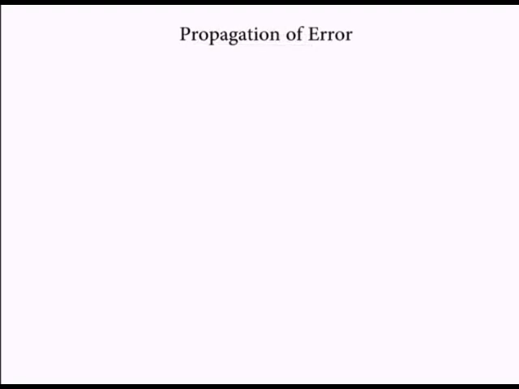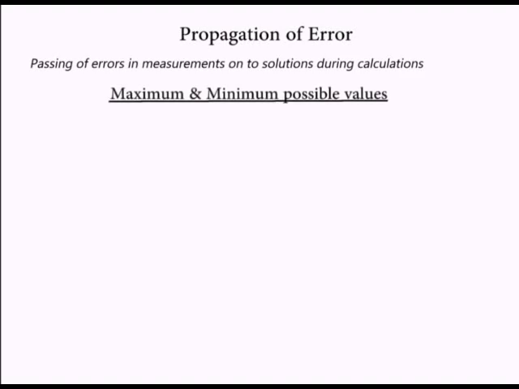Next, propagation of errors. Now, when measurements are used in calculations, the errors in them are passed on to the solutions. This is propagation of errors. Let's see the maximum and minimum values. Now, to obtain the maximum possible value of a measurement, we simply add the actual measurement plus the absolute error.